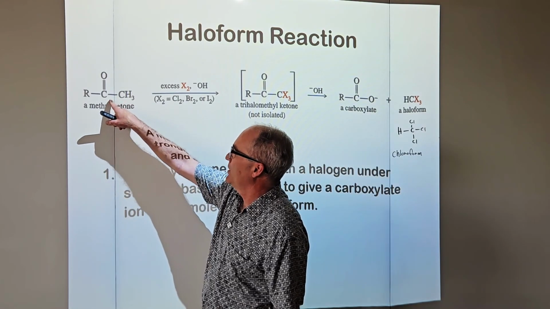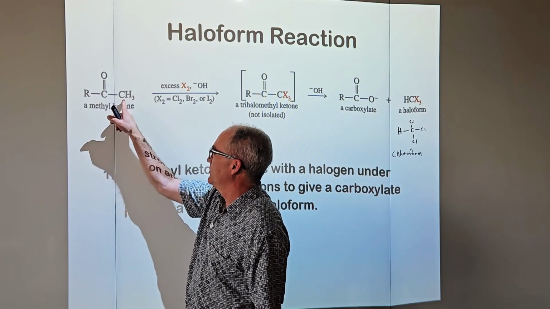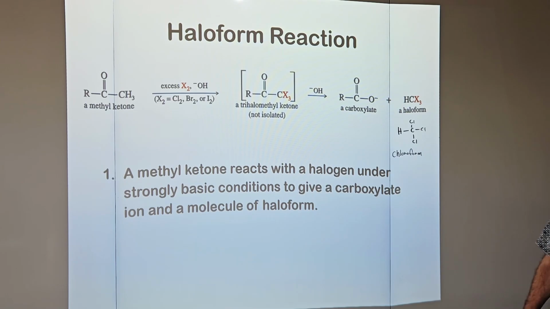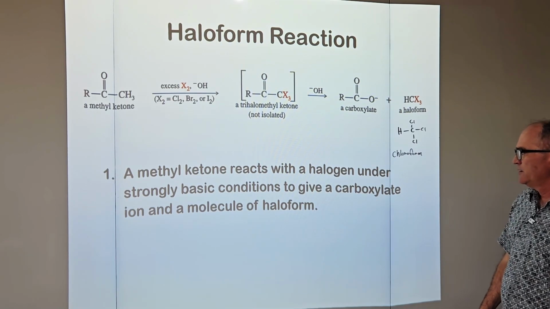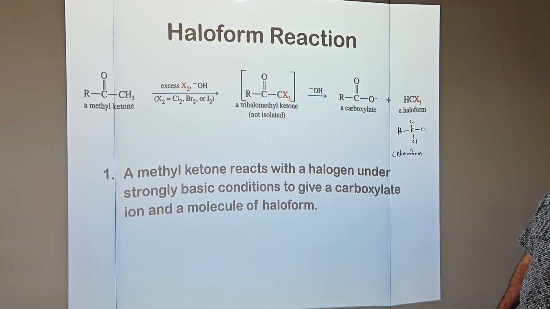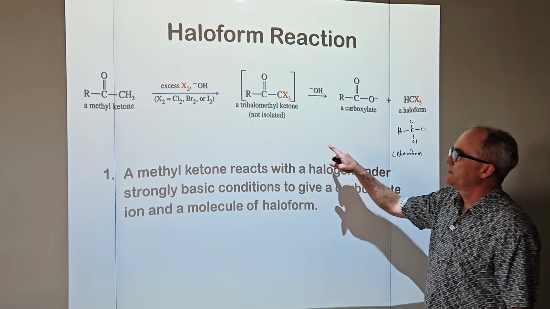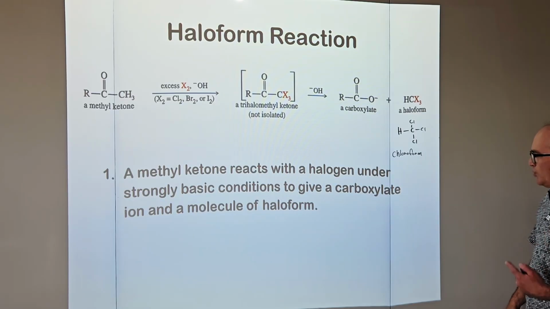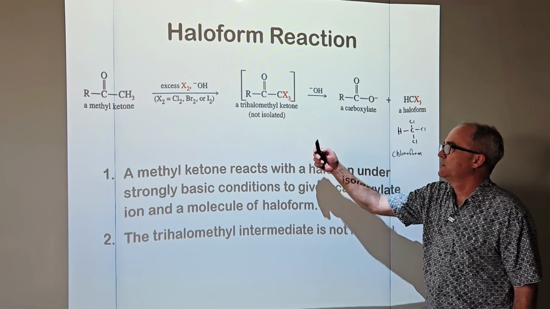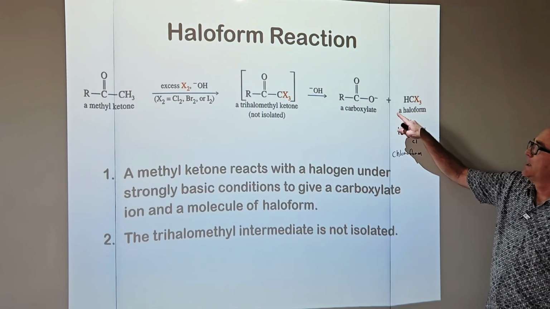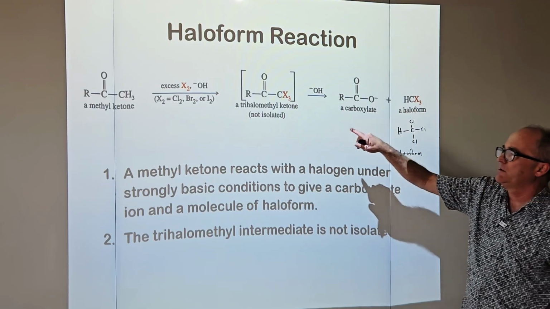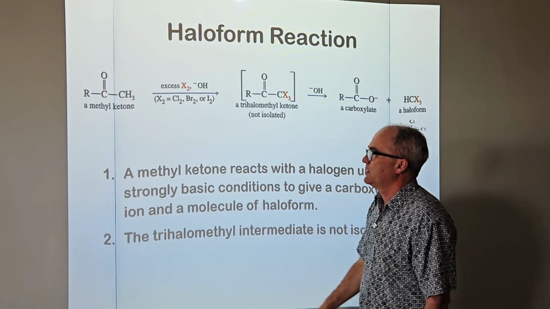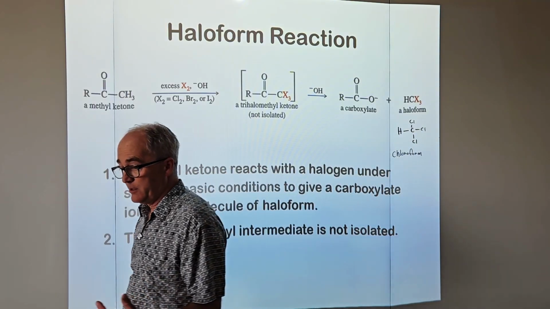So we call this a methyl ketone because there's the ketone and just a methyl group. A methyl ketone reacts with a halogen under strongly basic conditions to give a carboxylate ion and a molecule of haloform. And so if this was chlorine, we'd get chloroform, and we could get bromoform. We'll look and see how the iodoform of this, when we use I2, we get this yellow precipitate, and it's a test for a methyl ketone.